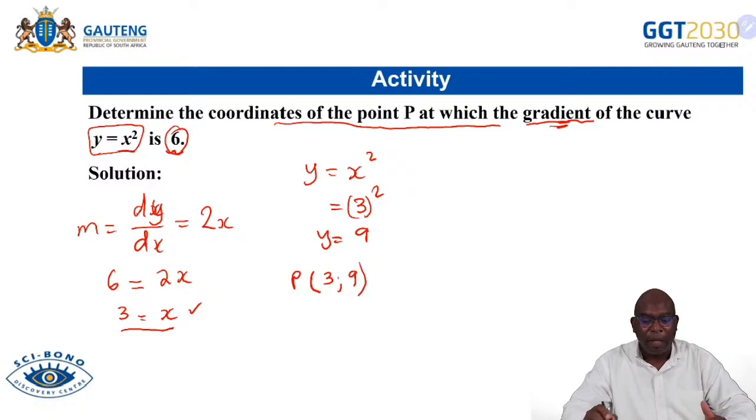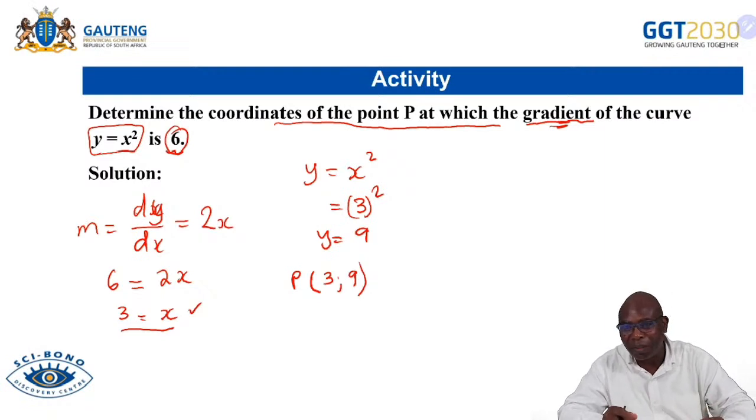So you see, if the question further states to find the equation of the tangent, it means that I have to first find the gradient, and then from there get the equation of the tangent. So read the question and see what the question wants, and then you'll be able to get it.